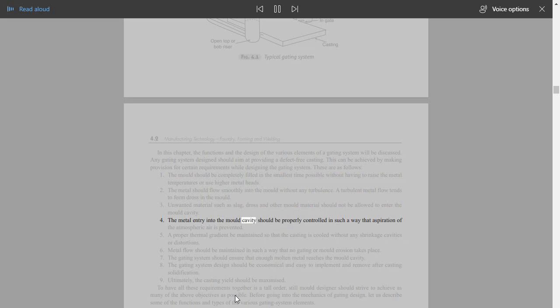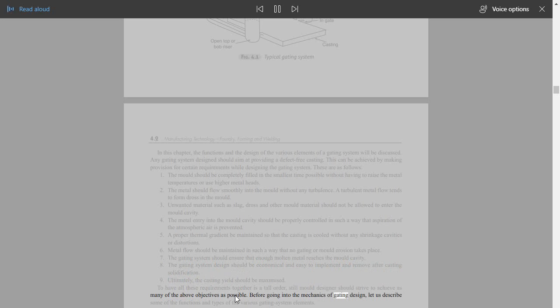4. The metal entry into the mold cavity should be properly controlled in such a way that aspiration of the atmospheric air is prevented. 5. A proper thermal gradient be maintained so that the casting is cooled without any shrinkage cavities or distortions. 6. Metal flow should be maintained in such a way that no gating or mold erosion takes place. 7. The gating system should ensure that enough molten metal reaches the mold cavity. 8. The gating system design should be economical and easy to implement and remove after casting solidification. 9. Ultimately, the casting yield should be maximized. To have all these requirements together is a tall order. Still, the mold designer should strive to achieve as many of the above objectives as possible.